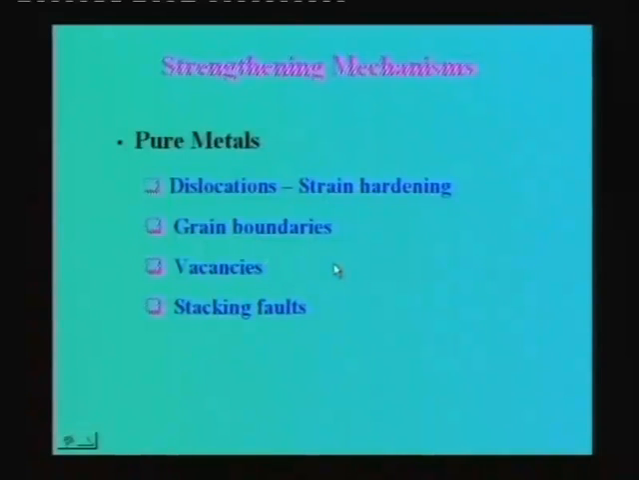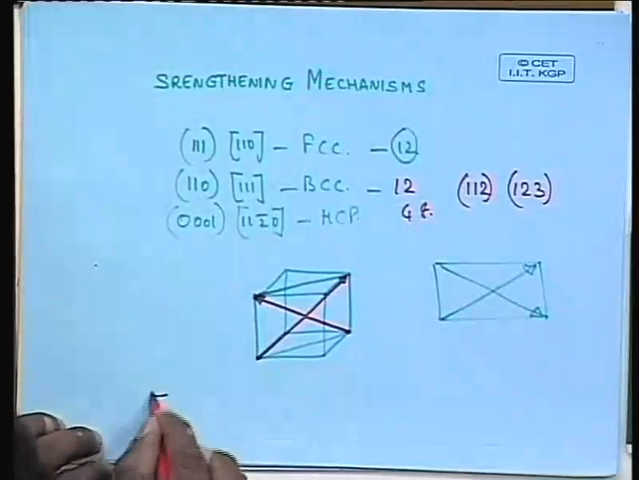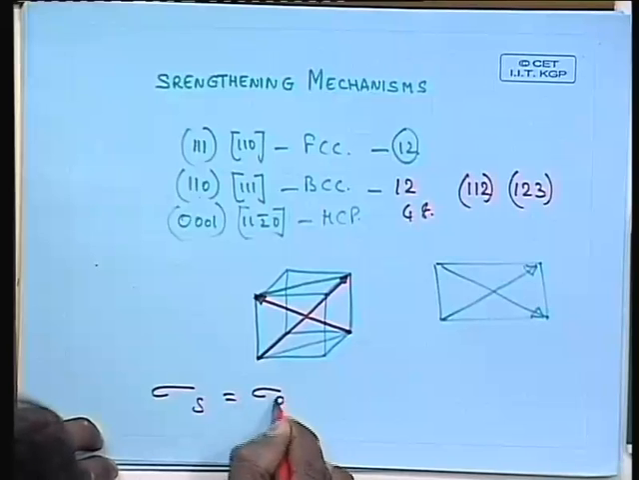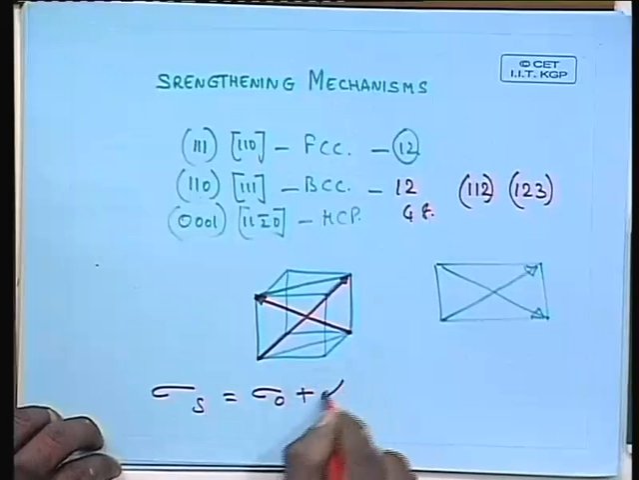So work hardening or strain hardening is related to the dislocations, and this is given in terms of, if you want to see how the yield stress is related.